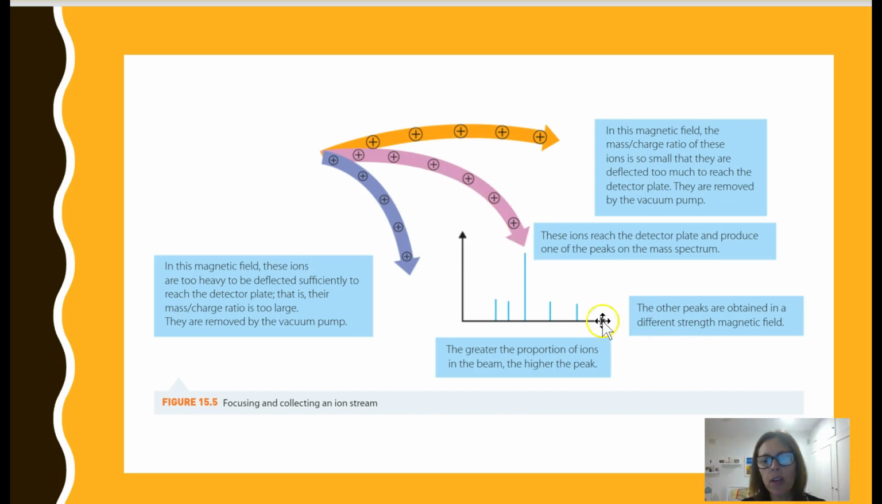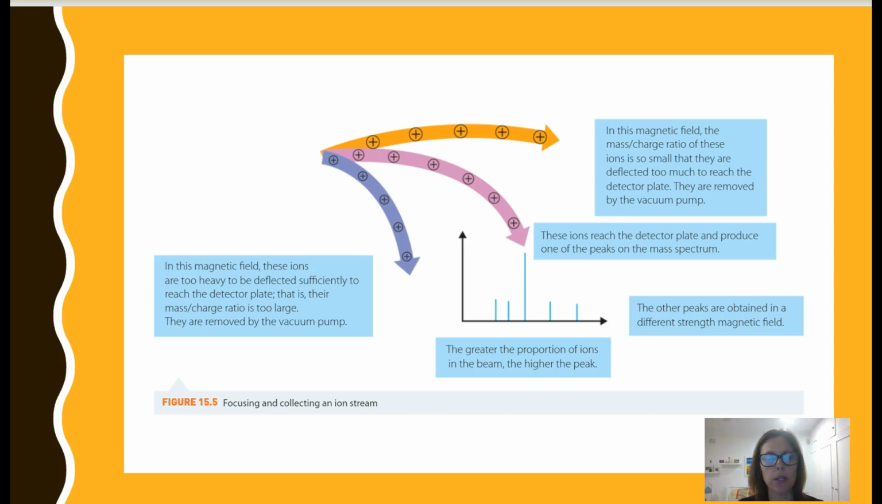So you can see lots of different peaks and their relative intensity. This one here would be our base peak, and we give the height of that peak a relative intensity of 100. That's what we compare all the others to in regard to their intensity. The greater the proportion of those ions in the sample, the higher that peak will be.